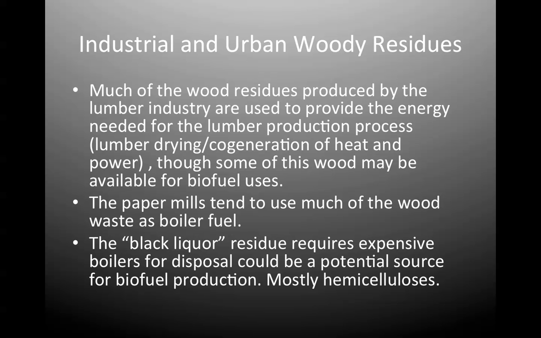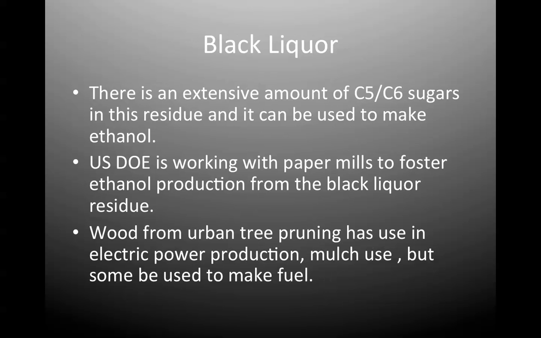Mostly hemicelluloses are present in the black liquor, which is a byproduct of paper making. Black liquor: there is an extensive amount of C5 and C6 sugars in this hemicellulose residue, and it can be used to make ethanol. The US DOE is working with paper mills to foster ethanol production from the black liquor residue. Wood from urban tree pruning has use in electric power production and mulch, but some may be used to make fuel.